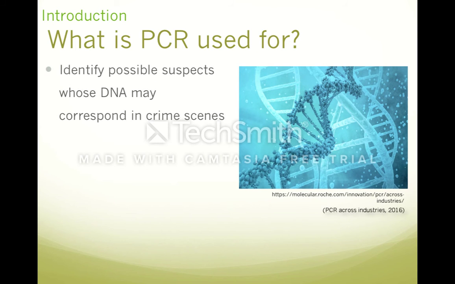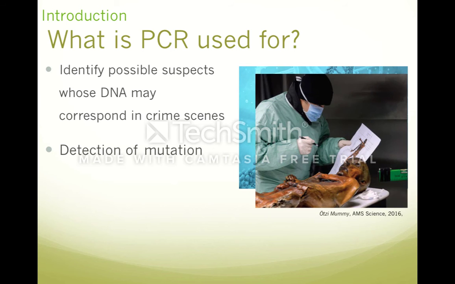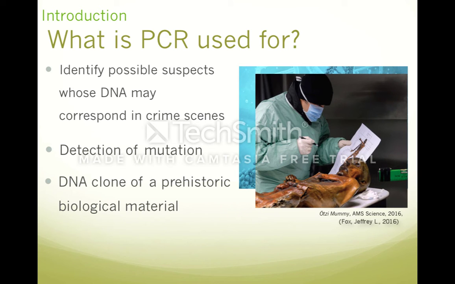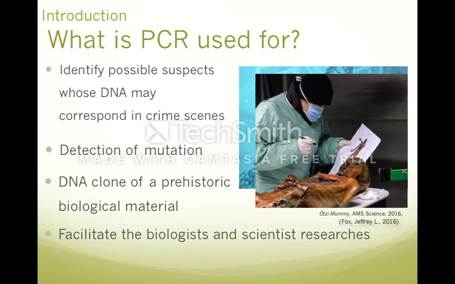PCR is also used to identify possible suspects whose DNA may correspond to evidence left at crime scenes. It's used for the study of human evolution, detection of mutations, and DNA cloning of prehistoric biological materials such as mummies or dinosaur bones and extinct organisms. So its clinical application and laboratory uses are very valuable because PCR is an essential tool for scientists and many researchers that study genetic material.